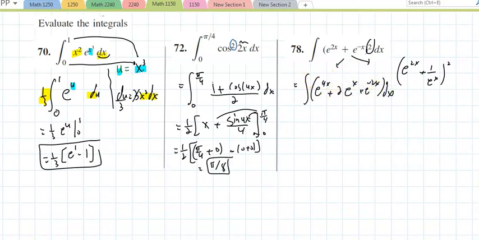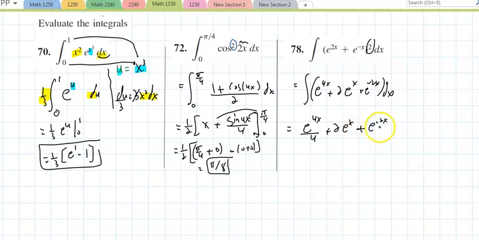And I notice foiling works. If foiling works, no need to take a different route. And this would be e to the 4x divided by 4. This is 2e to the x, or I should say plus e to the minus 2x divided by negative 2, plus c. And there it is.